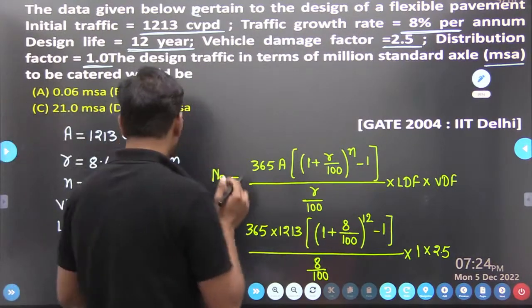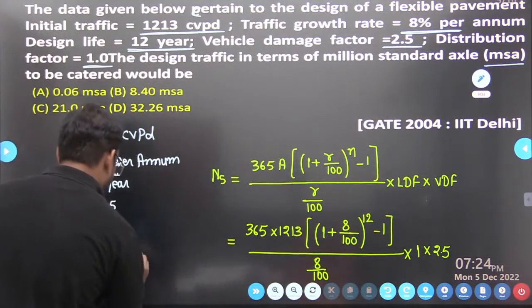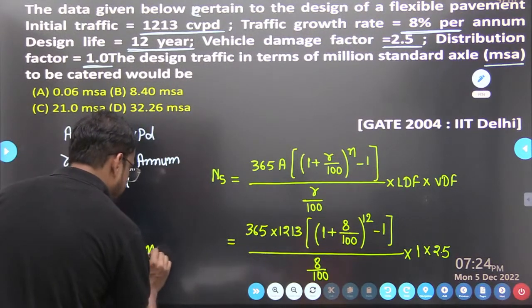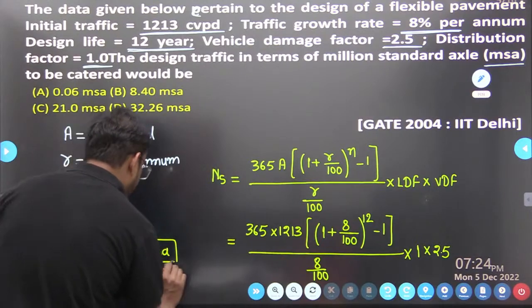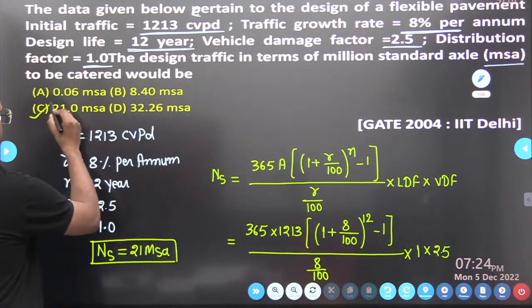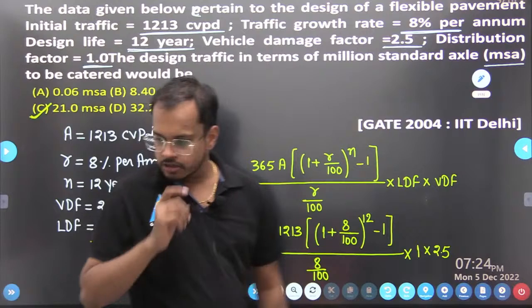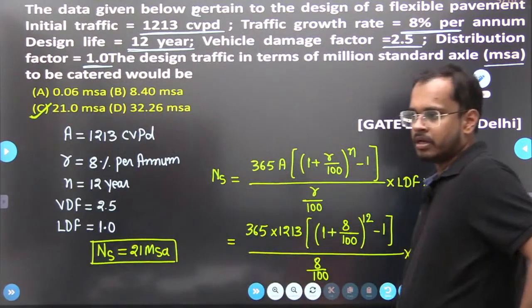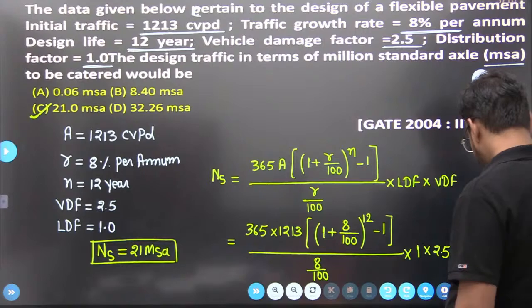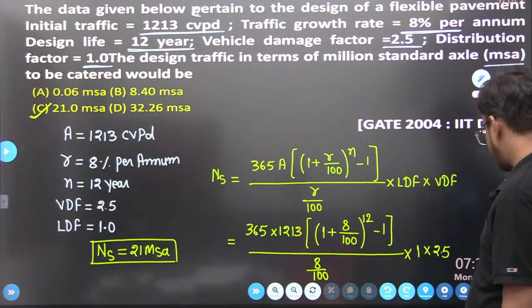So I think the value is 21 million standard axle. Am I right? So 21 million standard axle is the value. So that means the answer is 21. Option C is correct. Am I right? So option C is correct. The question is very easy, the easiest problem. Now see here, my dear friend, next question which I will discuss here.